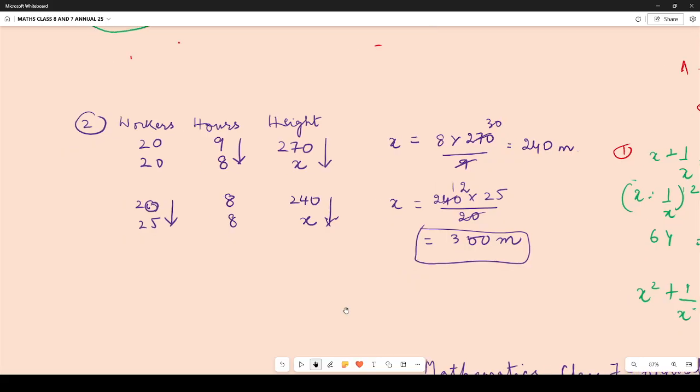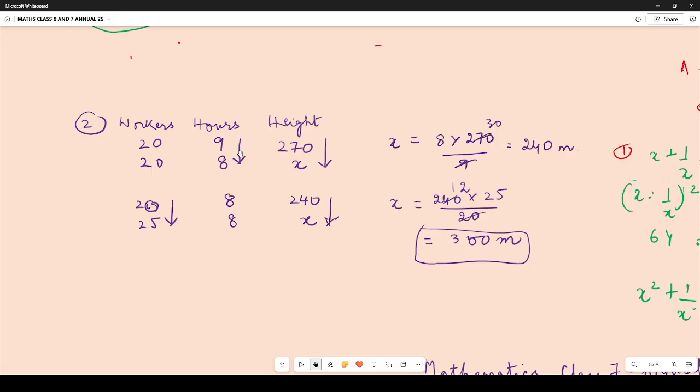So the question was, if 20 workers working for 9 hours a day can build something which is 270 meters high, how high will 25 workers working at 8 hours a day build it? So let us first find out. Let us keep the number of workers constant and change the number of hours. Now, if the number of hours change, you all know the arrow always points towards x.